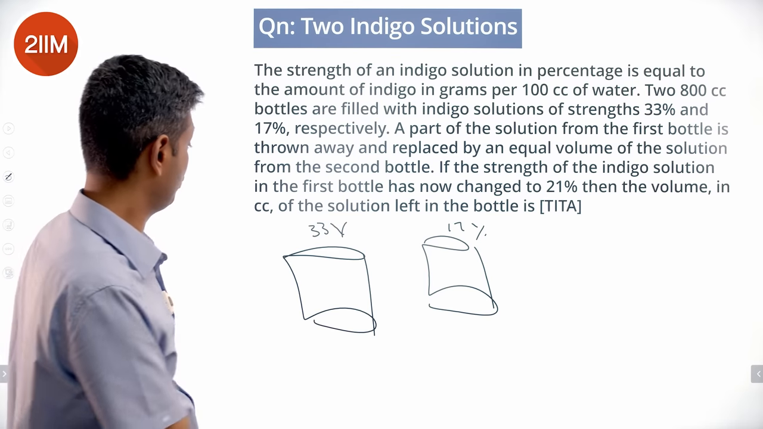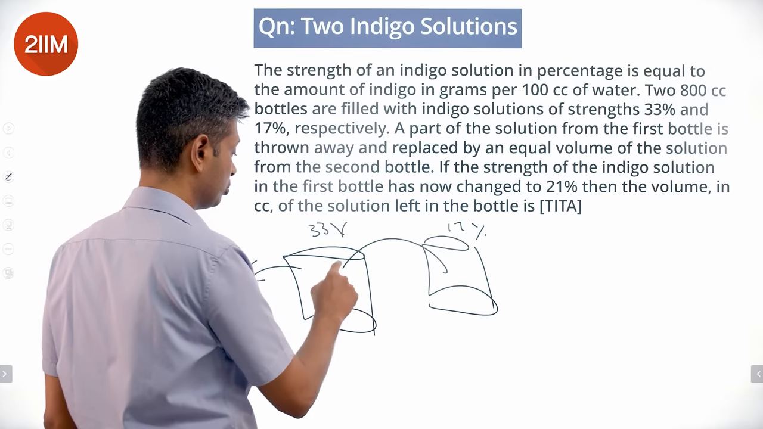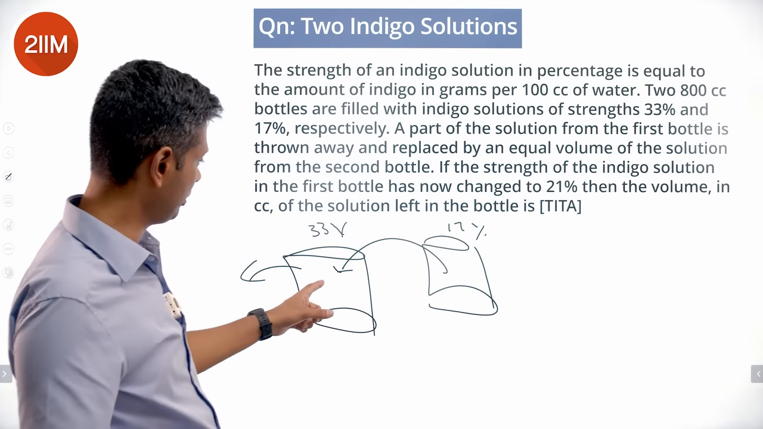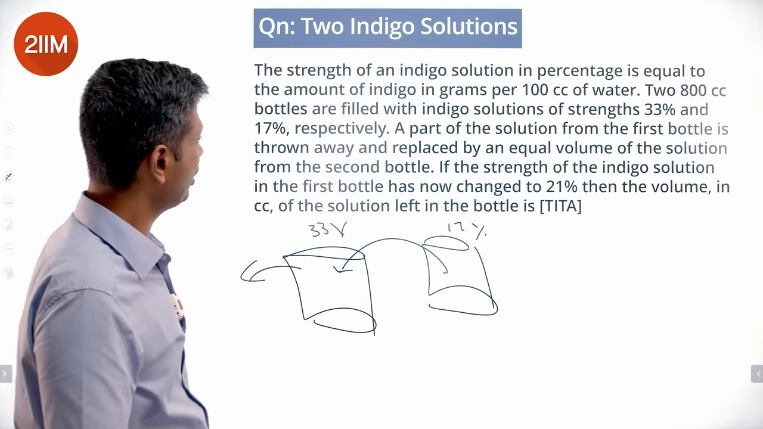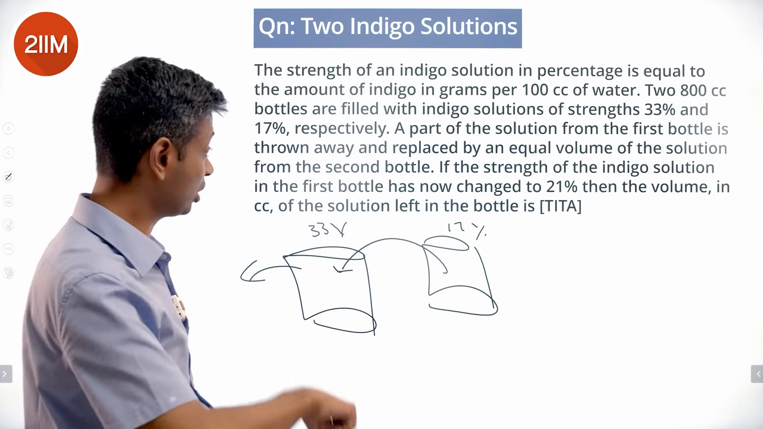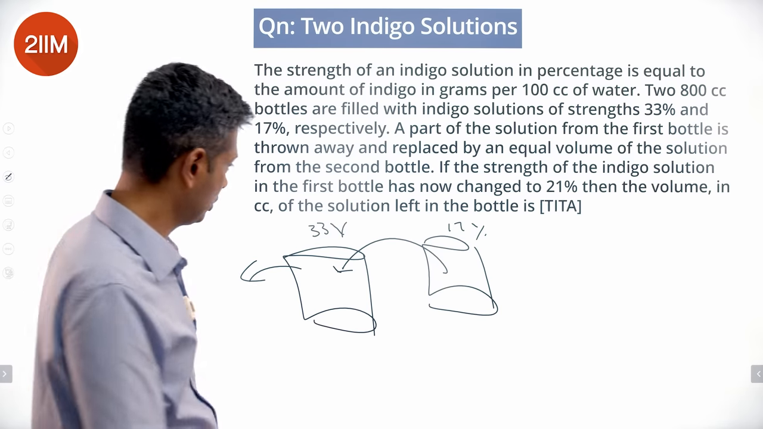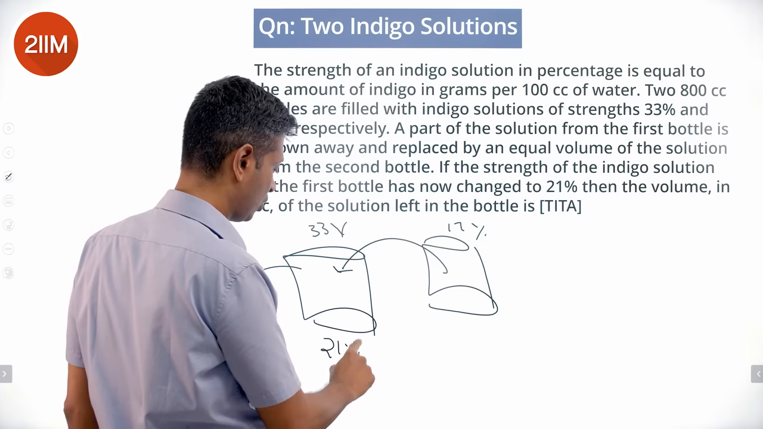So we throw this away and take from this and put into this equally. So this will be back to 800 ml. The strength of the indigo solution in the first bottle has now changed to 21%. This is now 21%. Obviously, it will fall.